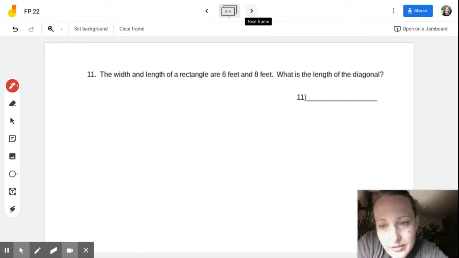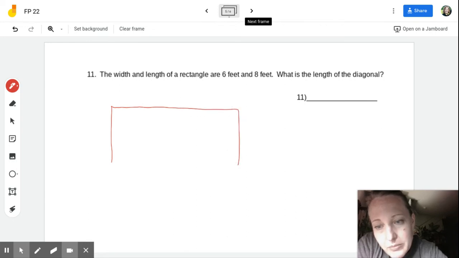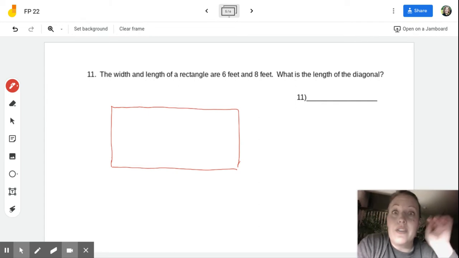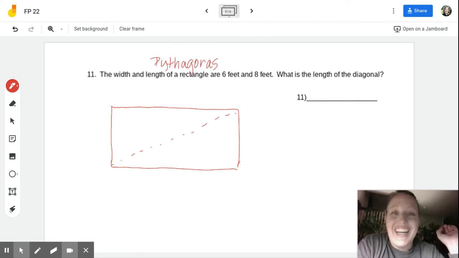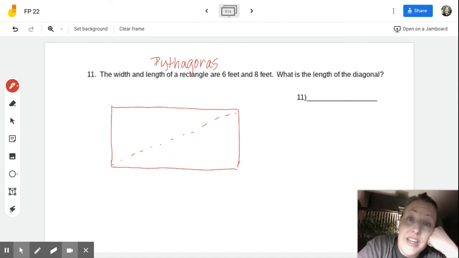The width and length of a rectangle. Okay, this is a cool thing. This is when I remember when I did this. I think I did it in 7th grade. And I remember the teacher teaching me about this guy named Pythagoras. And Pythagoras was kind of a crazy dude. I encourage you to look him up. He actually ended up having kind of a cult following, kind of the religion of math. And so he's pretty cool, this ancient guy.